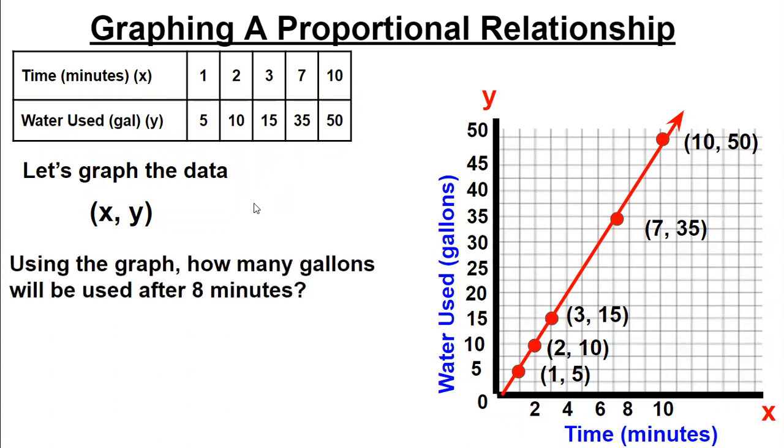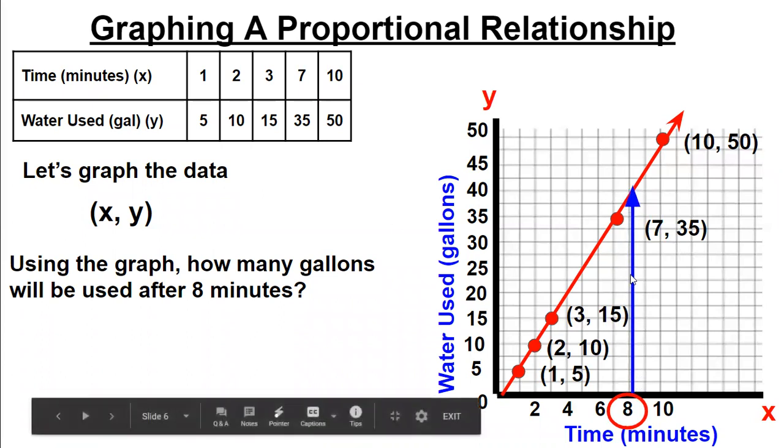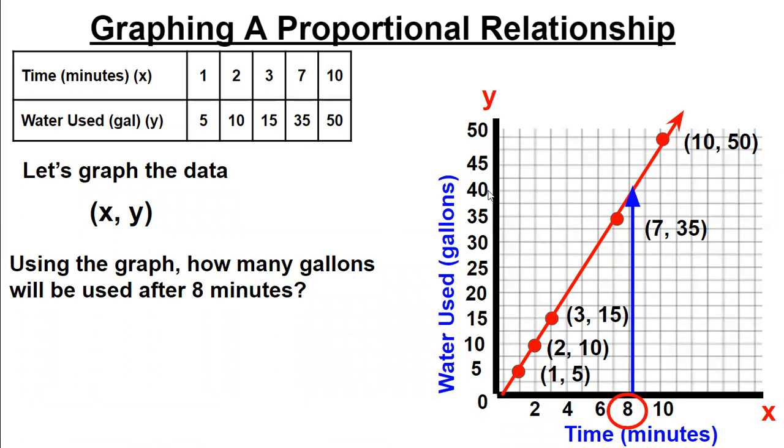Using the graph, how many gallons will be used after 8 minutes? We can do this without setting up our cross multiply and divide proportion. Did you know that? Once we have a graph, we can just use our graph. So we find 8 minutes right there on the bottom where the circle is, and we rise until we hit the graph.